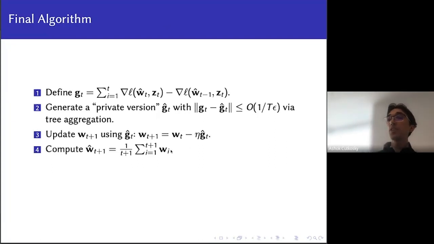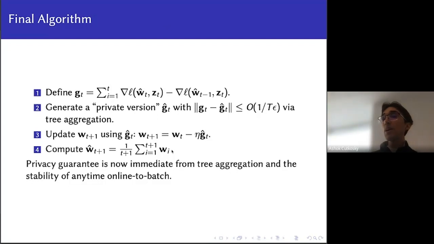And then we compute the next running average, and we're able to repeat the process. This is the whole algorithm. And the privacy guarantee is now immediate from tree aggregation and the stability of online to batch. Because we made these things by these running averages, these are low sensitivity, so the privacy guarantee just follows.